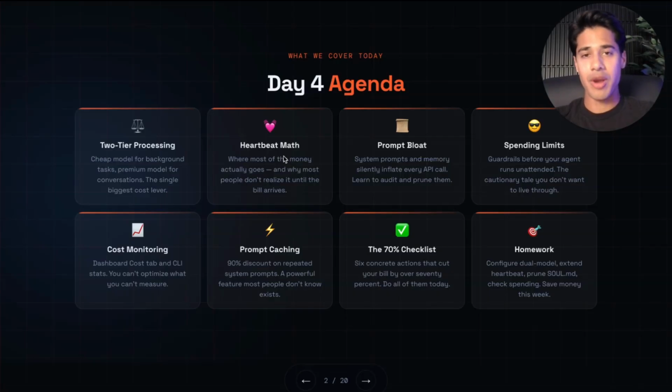We close with prompt caching, which is a genuinely powerful feature that most people don't know exists, and a final checklist that ties everything together. There's homework at the end that will actually save you money today.